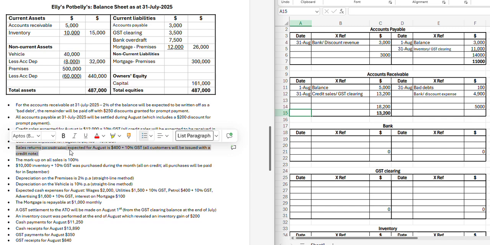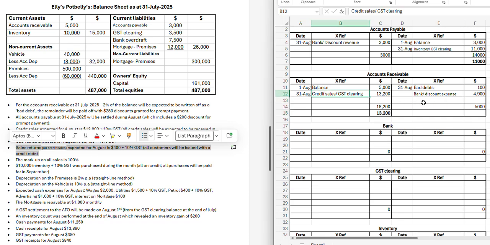So our credit customers have returned some faulty goods for 400 plus 10% GST. So this is reducing our asset because we can't expect our customers to pay for goods they no longer have, that they've returned, and we need to factor in that GST. So we do a similar thing to what we did with that credit entry, but we're going to create an account called sales returns.